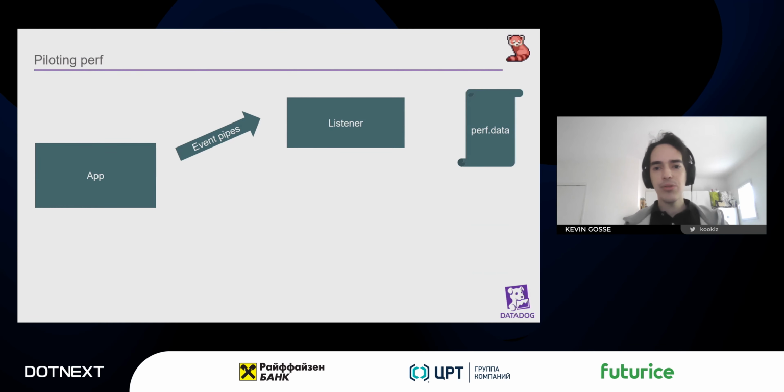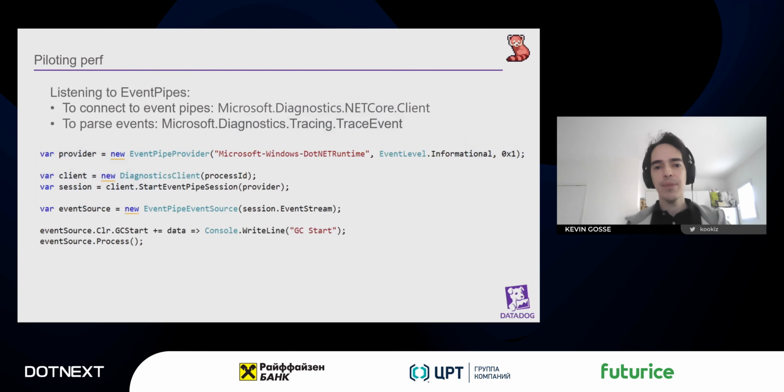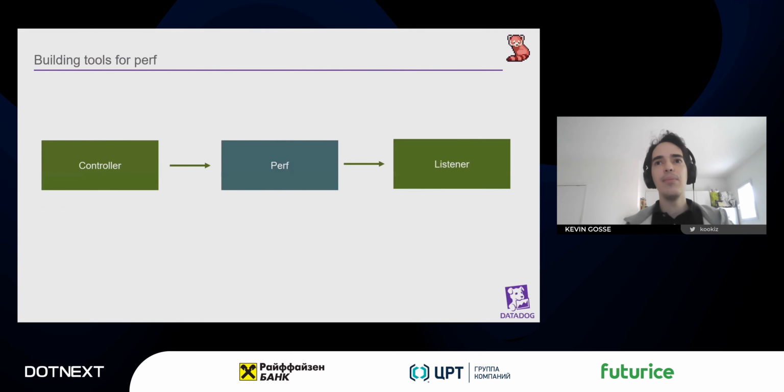So I won't get into the technical detail of this listener. To control perf, it's just a matter of launching the process and stopping it, so not very technical. And to listen to event pipes, as Christophe mentioned, he already covered that last year, and so there are plenty of resources available. So I will skip this. But let's spend more time on the listener side.